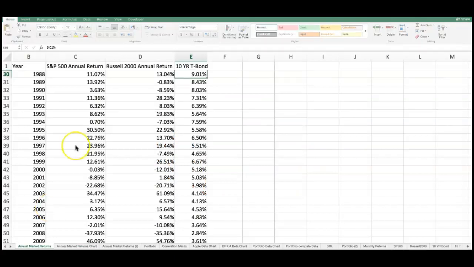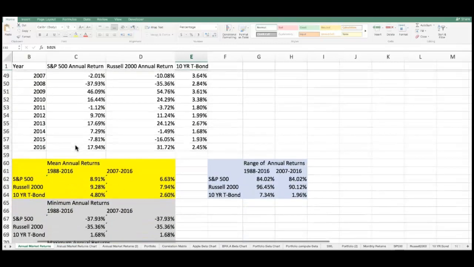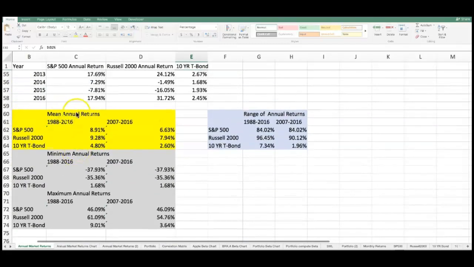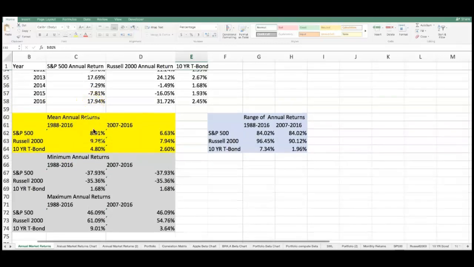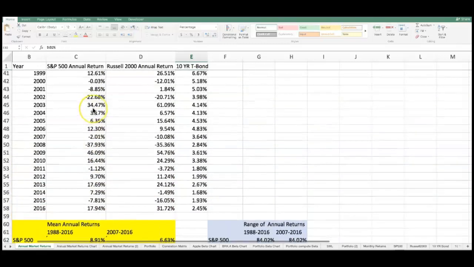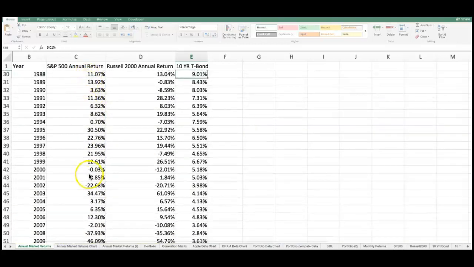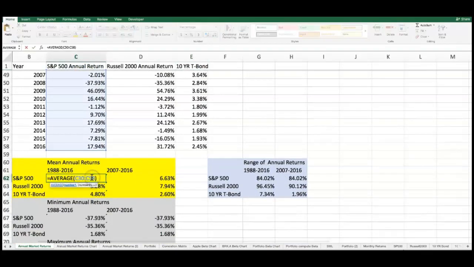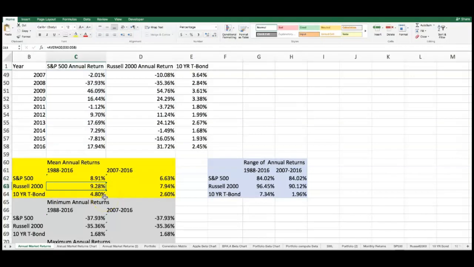So looking again at annual data for the S&P 500, Russell 2000, and the Treasury bond, we can calculate some statistics on this. So first of all, we can calculate the mean annual return. So what is the annual return on the S&P 500? Well, that's just going to be the simple average of those annual returns from 1988 to 2016. So if I click on the cell there, you can see the formula. It's just the average of the returns. And the average return on the Russell 2000 is a little bit higher, 9.28%, and the average return on the 10-year T-bond is 4.87%.